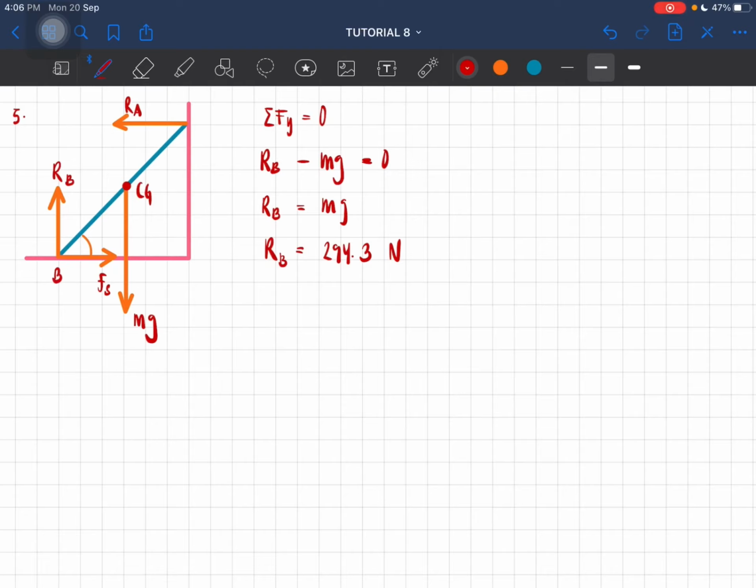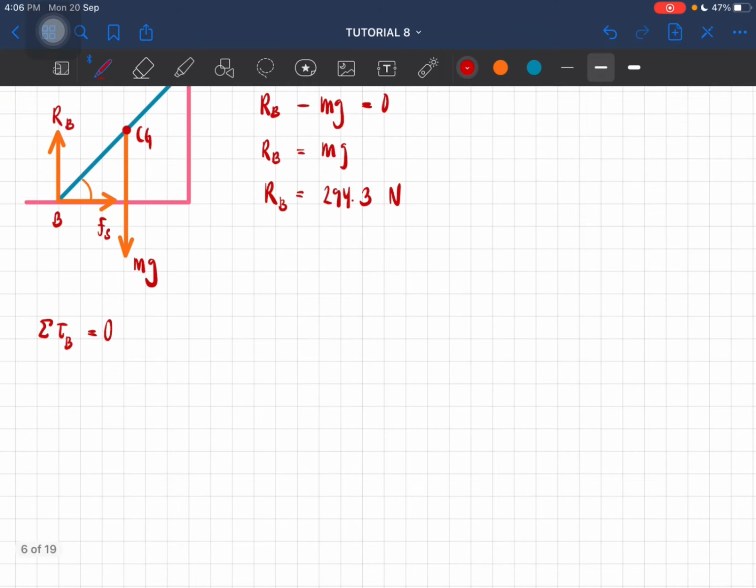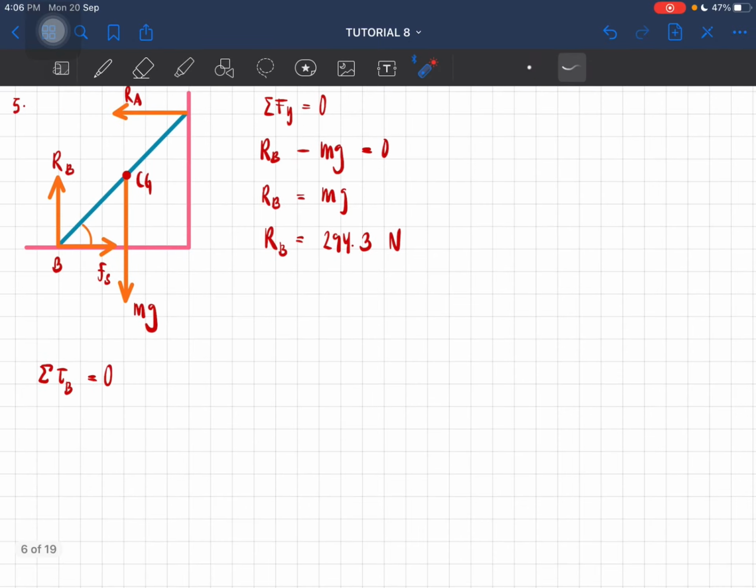Okay, sekarang ni we are gonna use the formula net torque. Okay, so the torque at point B is equal to 0. Okay, we are gonna let point B to be the rotation axis. So everything kita akan tengok this point. Okay, so RA, kita tengok RA dulu. RA ni anti-clockwise. So since they're anti-clockwise, dia punya perpendicular distance pula is this one. So anti-clockwise pula tu, so they're positive.